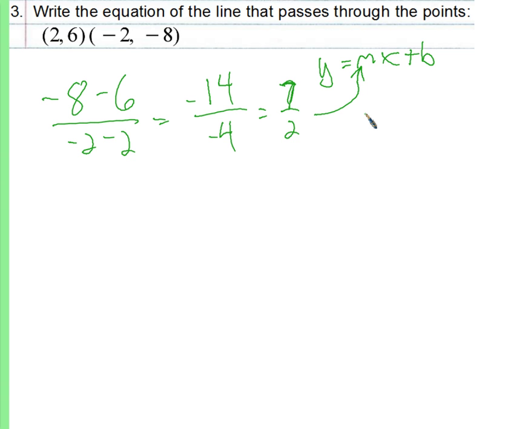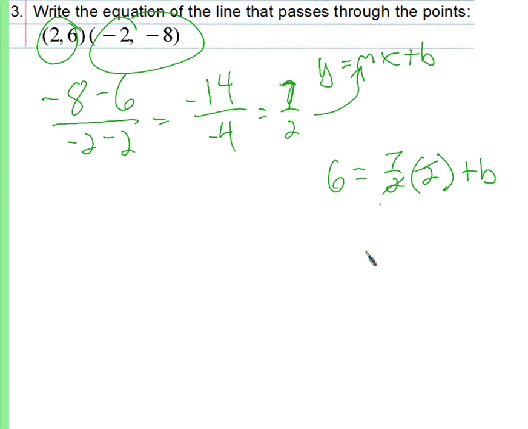Plug what in? Plug in a point. Any point? No, just one of the points, one of those two. I don't want to pick a random point, because I know this point and this point will make the equation equal on both sides. So if I plug one in, along with the slope, and solve for b, that must be the b that works in the equation. So 6 for y, slope is 7 halves, x is 2, and there's our b that we're going to solve for. The 2's cancel, we get 6 equals 7 plus b, b equals negative 1, y equals 7 halves x minus 1.